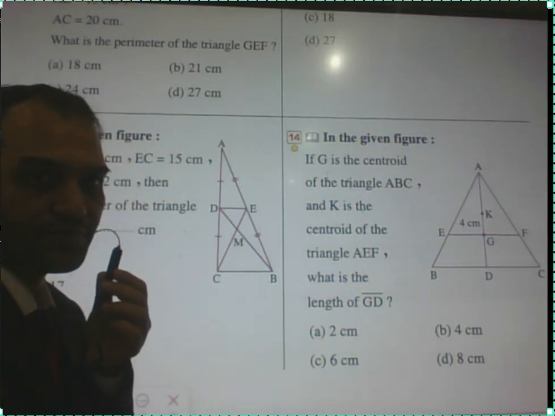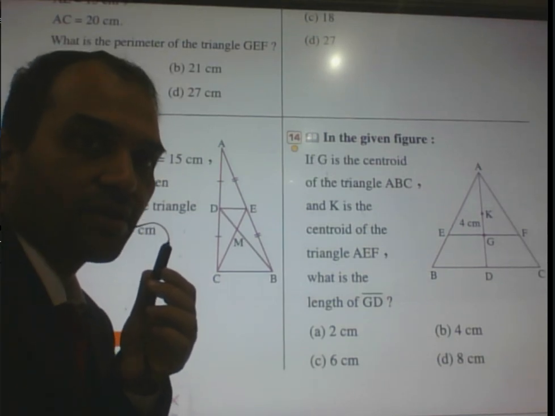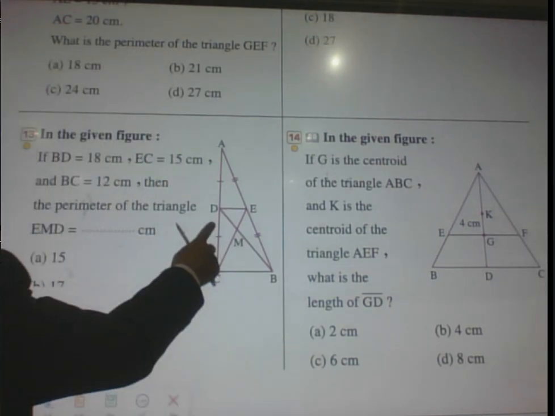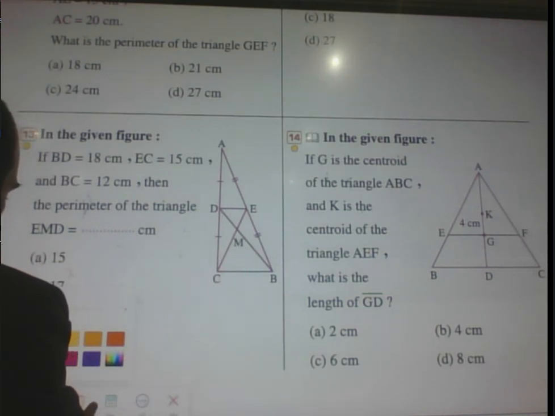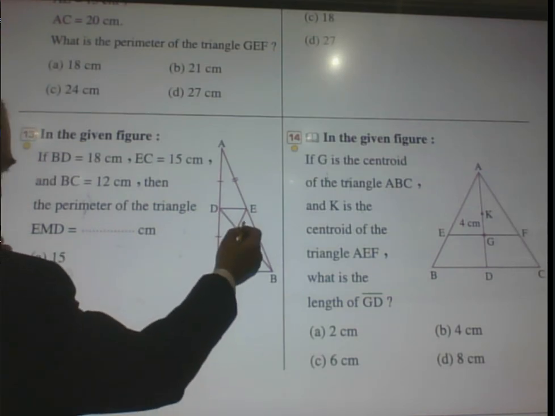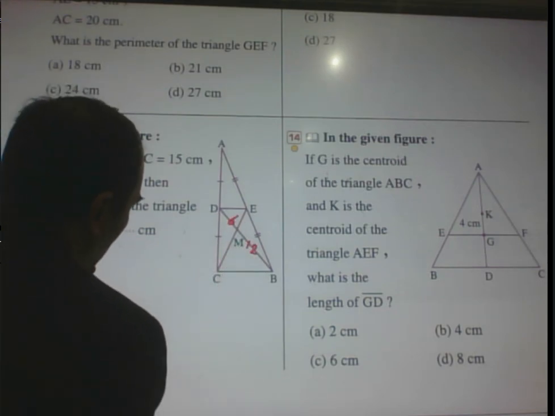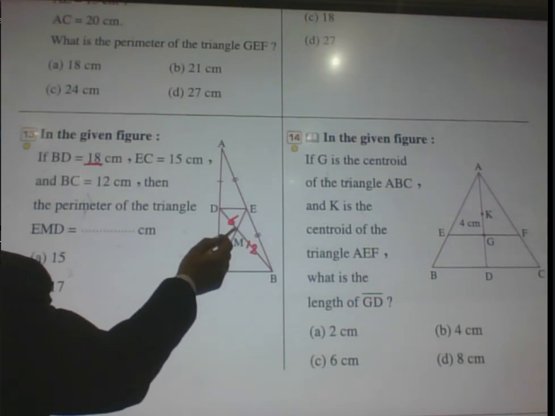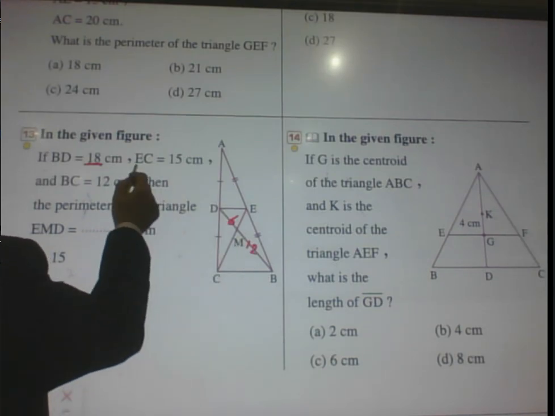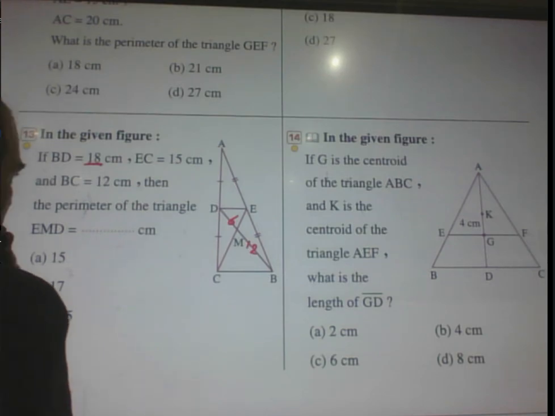Can you see? Okay, pay attention with me here. BD was 18 centimeters. 18 divided by 3 equals 6. Then the length here will be 6, and here, twice, it will be 12. From the part to the base will be 6. 6 plus 12 equals 18. Twice 6 is 12. And EC was 15.